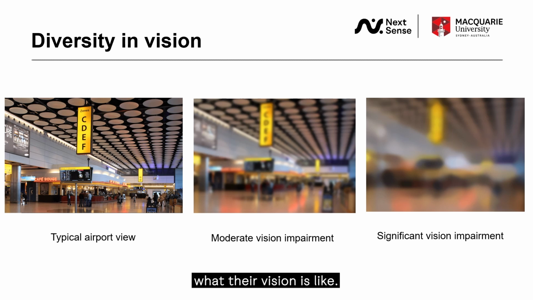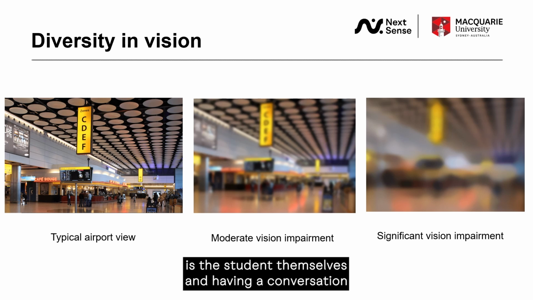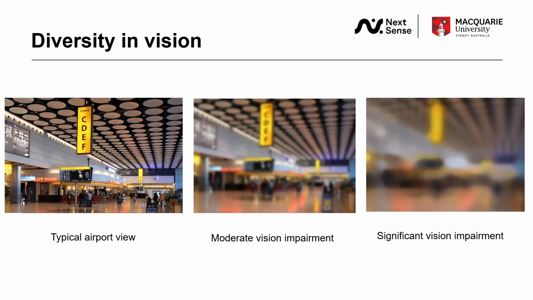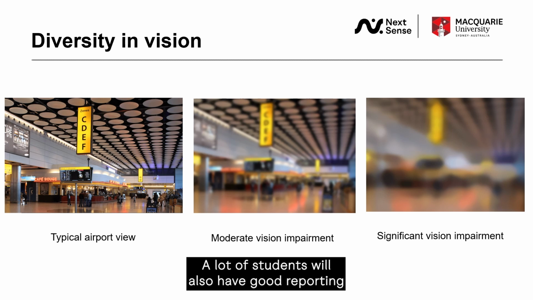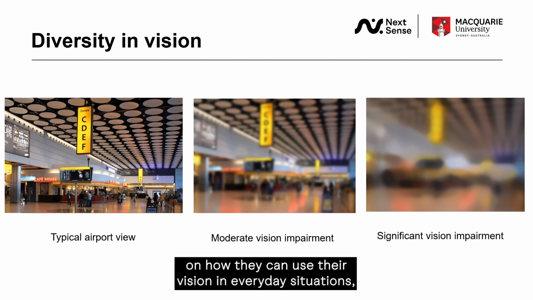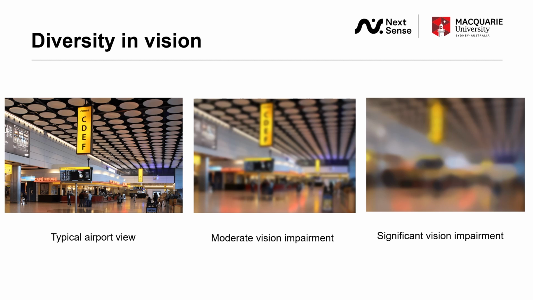So to get prepared for supporting a student, it's really helpful if we understand what their vision is like. Of course, the best source of that information is the student themselves, and having a conversation with the student to discuss what's going to help them is a really good starting point. A lot of students will also have good reporting on their vision that you might find helpful. And if you can access their low vision functional assessment, which will comment on how they can use their vision in everyday situations, that will also be a really good piece of foundational information for you as you start to work with them.